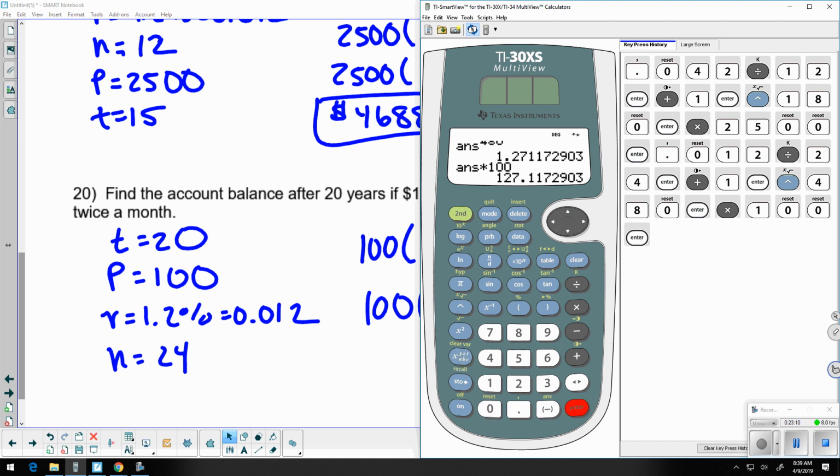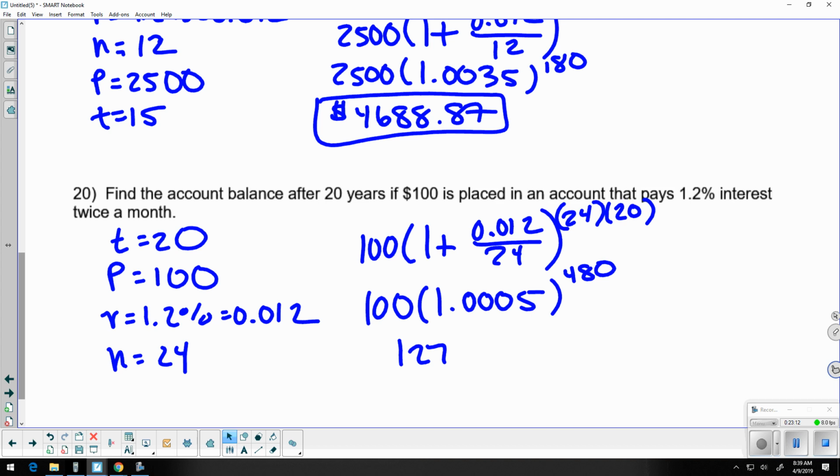It'd be $127.12. So you can see, if you don't have a great interest rate, 1.2% after 20 years, if you just let $100 sit there and it gets compounded not just once a month, but actually 2 times a month, it only turns into $127.12. So there you go.